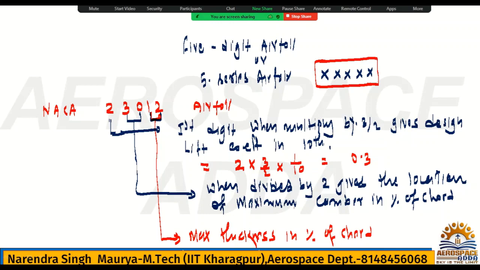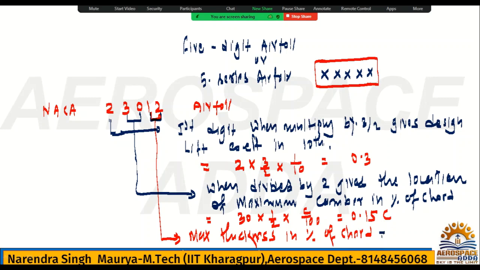Second two digits, once you go for it, what is the second two digit? It is 30 divided by 2, so 15. It will give the location of maximum camber in percentage of chord, meaning C by 100. How much do you get? Check. I think it is 0.15. Yes or no? Check it. 0.15.